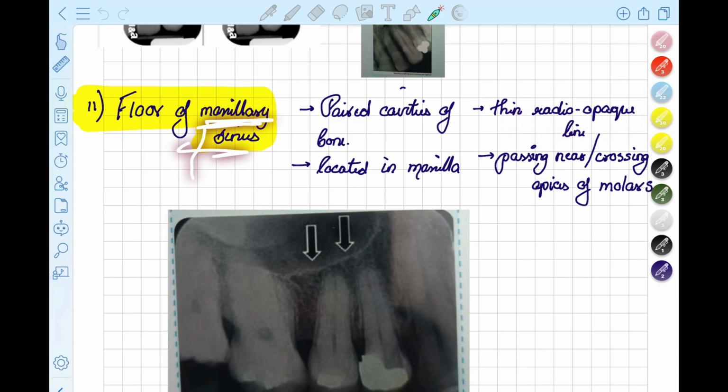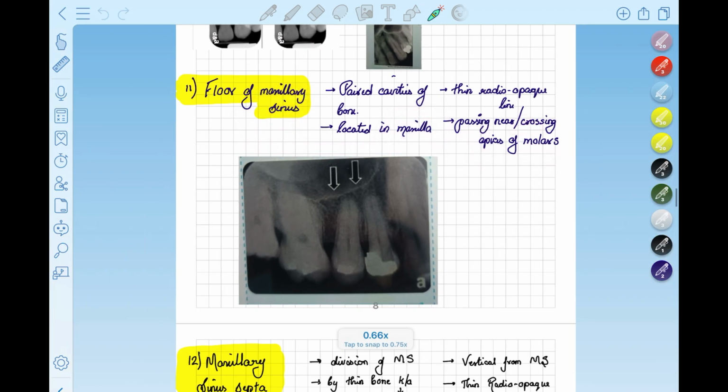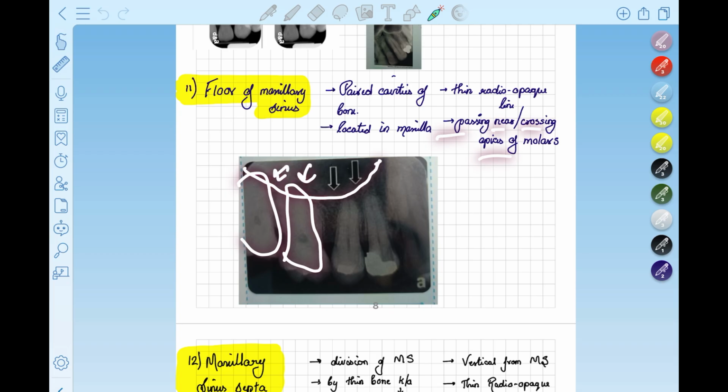Maxillary sinus, as the name suggests, is located in the maxilla, situated near the molar region, passing near or crossing the apices of molars. These are our molars and this is the maxillary sinus.